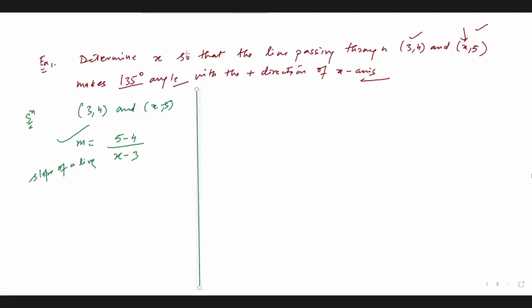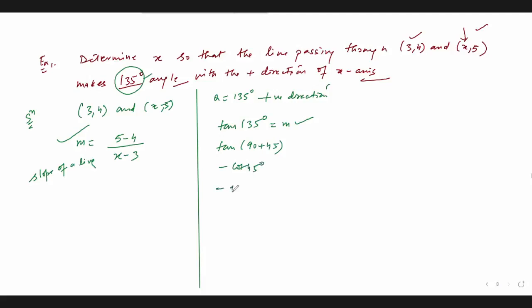I can find the slope of the same line because the angle has also been given. That means theta is equal to 135 degrees in the positive direction. So I can calculate tan 135 degrees. This is also my slope. So what is tan 135 degrees? It is tan of (90 plus 45), and that is minus cot 45 degrees. And it is minus 1 because the value of cot 45 is 1. So this is a slope of the same line and this is also a slope of the same line. Both are m. So can I equate them?